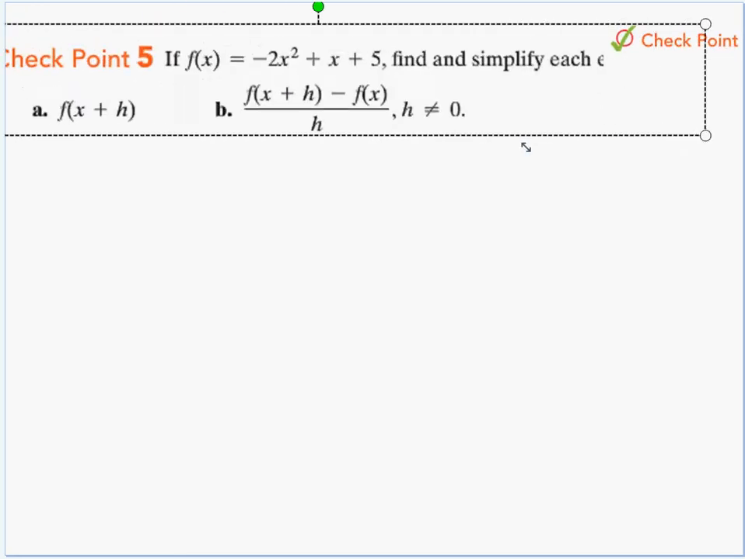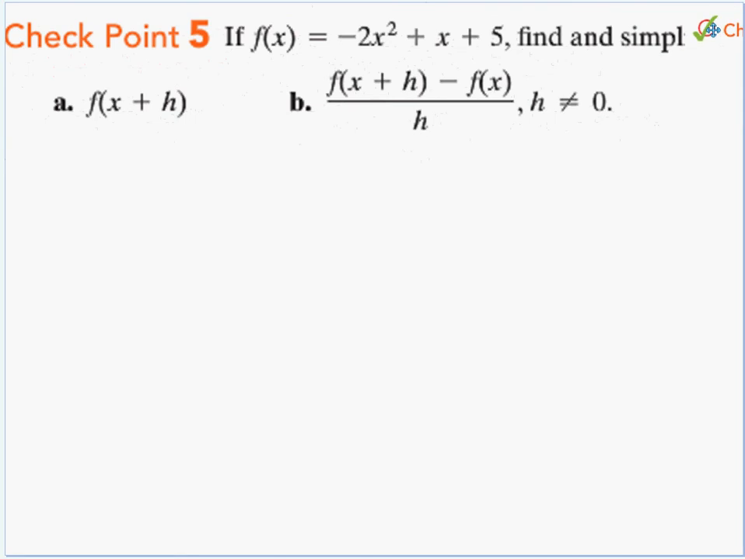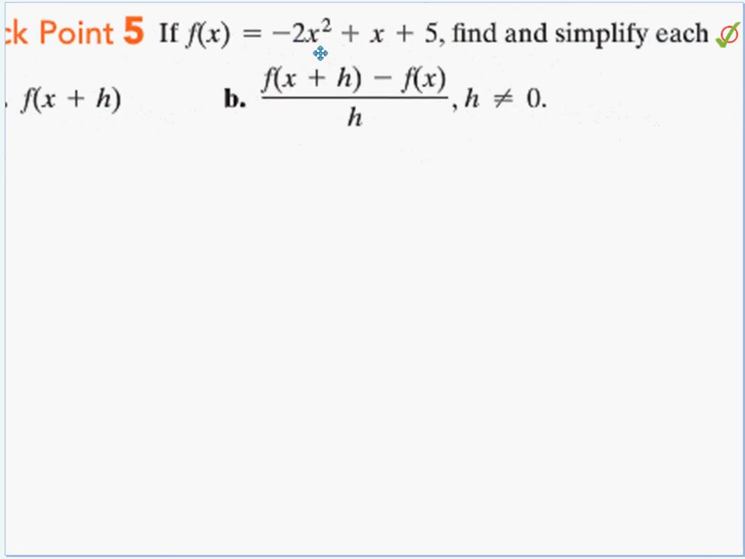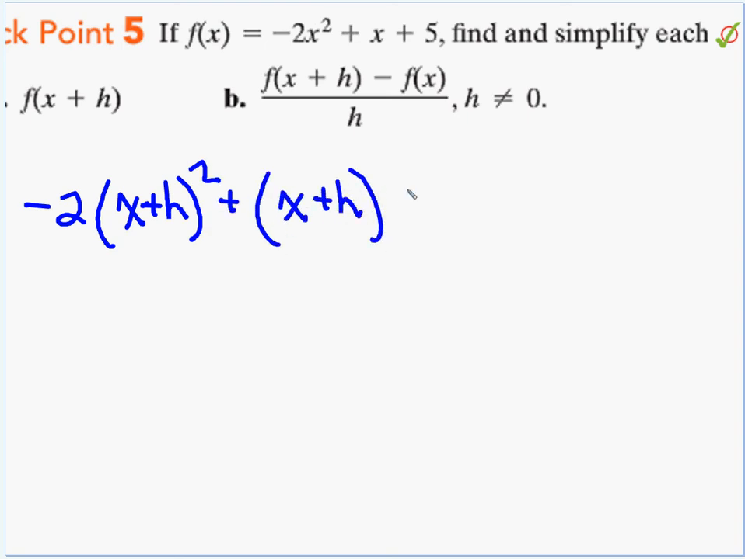All right. So first for part A, we want to take the original function, replacing the x's with quantity x plus h. So this is going to be -2 times x plus h squared plus x plus h plus 5. So FOIL this out, and we'll save that -2 there. We'll distribute that in the next step.